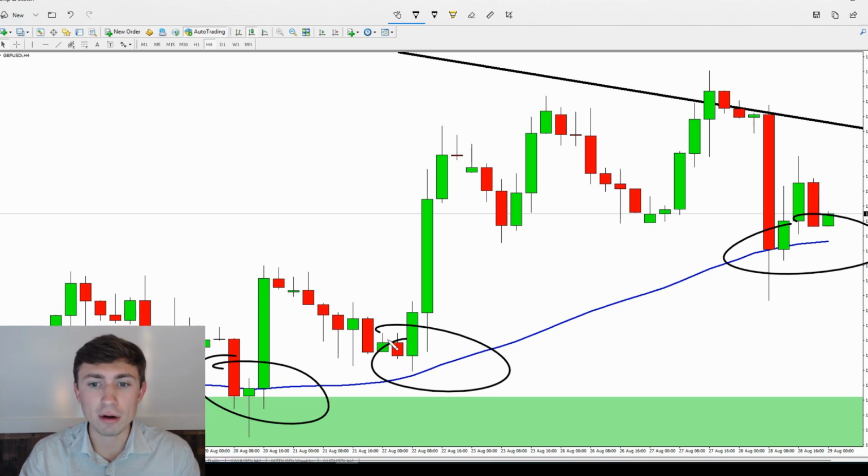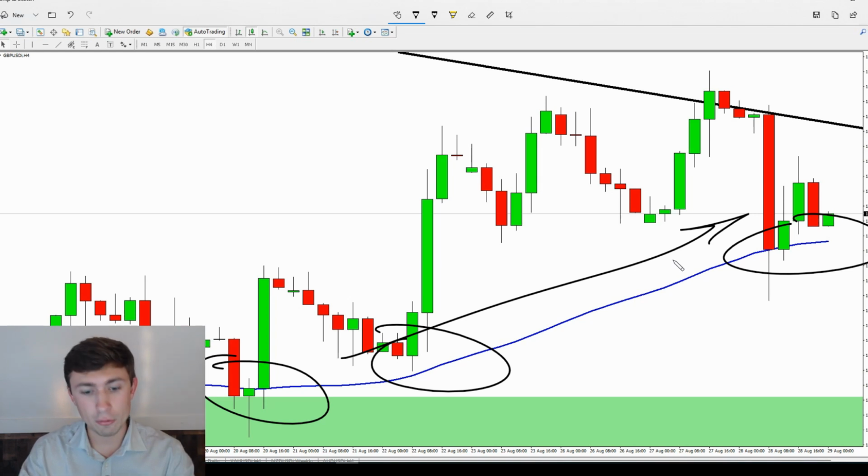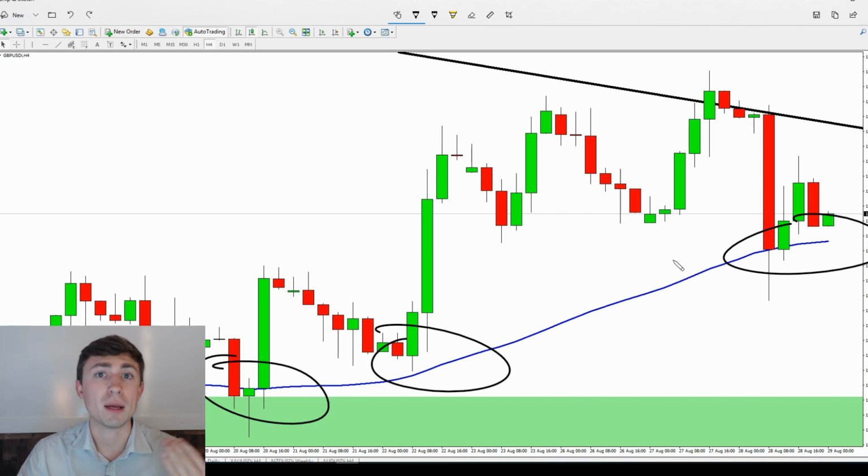Because on the 4-hour chart, what do we have? We have an uptrend. On the daily chart, we have a downtrend. This is why, guys, it's very important to understand the context of the market that you're trading. So when we're looking at GBP USD, sure, on the 4-hour chart, it might be bullish, but on the daily chart, it was clearly bearish. Very strong downtrend long term.